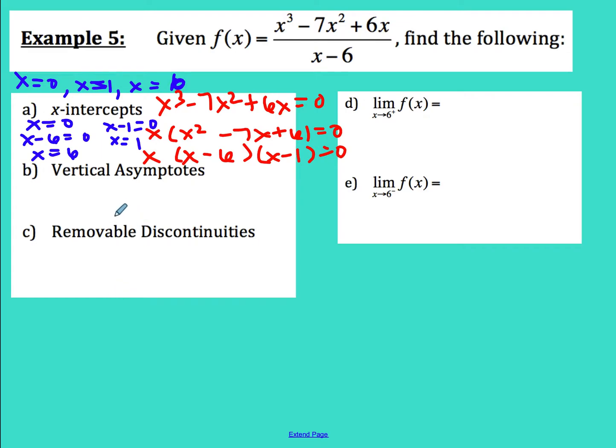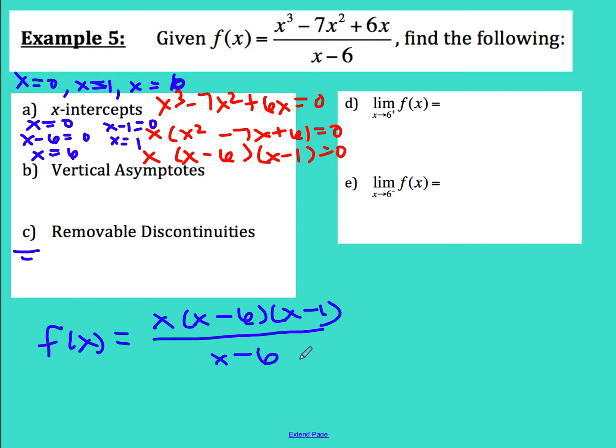Okay. Vertical asymptotes. Before I find vertical asymptotes, you guys always find your holes first. So f of x. I already factored the numerator to do my x-intercept. So I have x minus 6, x minus 1, all over x minus 6. So do I have any holes? Yes, I do. Those cancel.